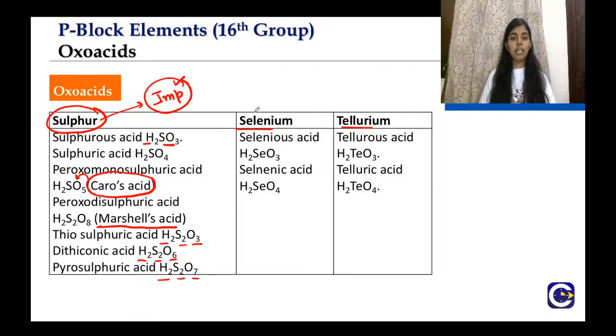Now, for selenium, if you consider the oxoacids, there are selenious acid, that is H2SeO3, and selenic acid, that is H2SeO4. For tellurium also, there are tellurous acid and telluric acid, H2TeO3 and H2TeO4 are the chemical formulas for tellurous acid as well as telluric acid, right?